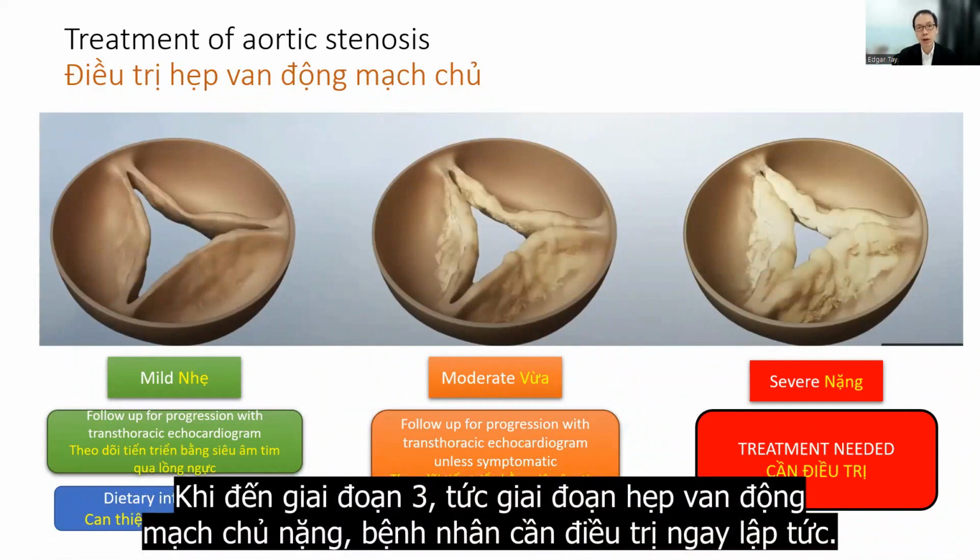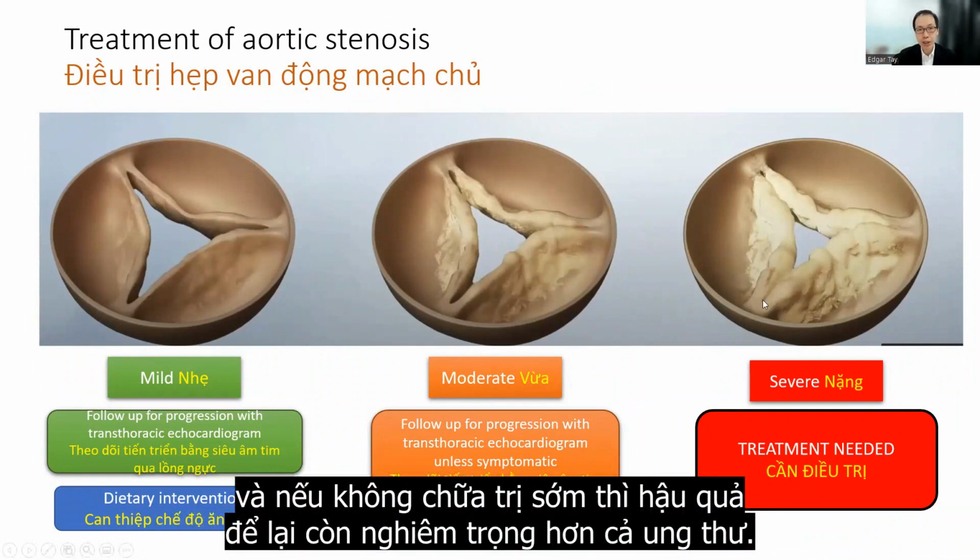And when they progress to the third stage, which is the severe aortic valve stenosis stage, then you know that these patients really need to be treated. And if you don't treat them early enough, then I've shown you the pictures earlier on that the outcomes can be worse than cancer.